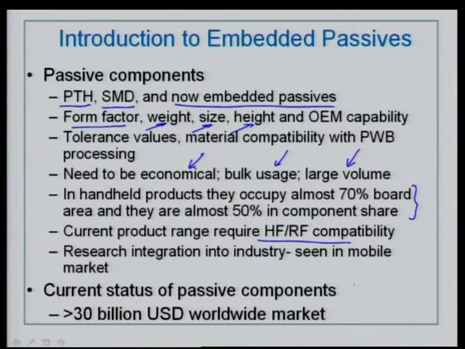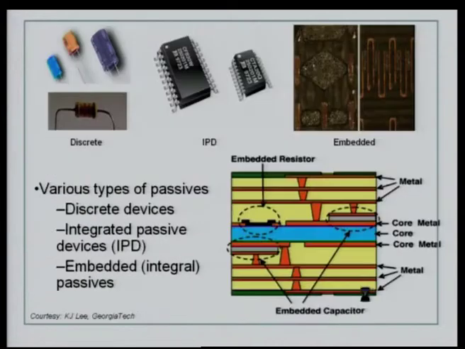Generally, the market share of passive components worldwide is more than $30 billion US. So, it is a large market. In this illustration, you will see on the left here, these are the through hole devices. Capacitors could be electrolytic capacitors, or it could be axial form of capacitors.